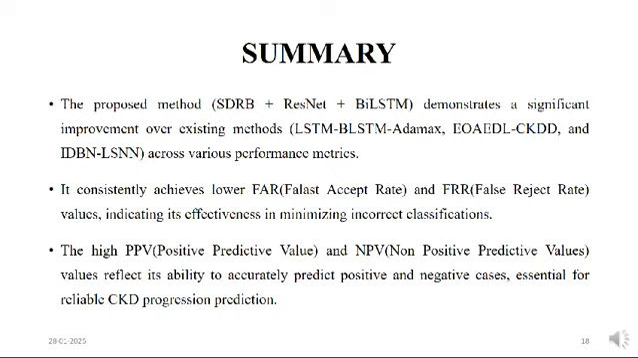In the summary, the proposed method, the combination of SDRB plus ResNet and BiLSTM, demonstrates a significant improvement over existing methods across various performance metrics. It consistently achieves lower FAR, false accept rate, and false reject rate values, indicating its effectiveness in minimizing incorrect classification. The high PPV, the positive predictive value, and the negative predictive value reflect its ability to accurately predict the positive and the negative cases, essential for reliable CKD progression.